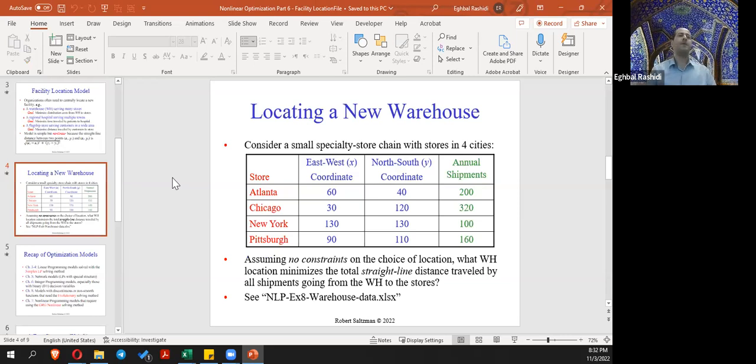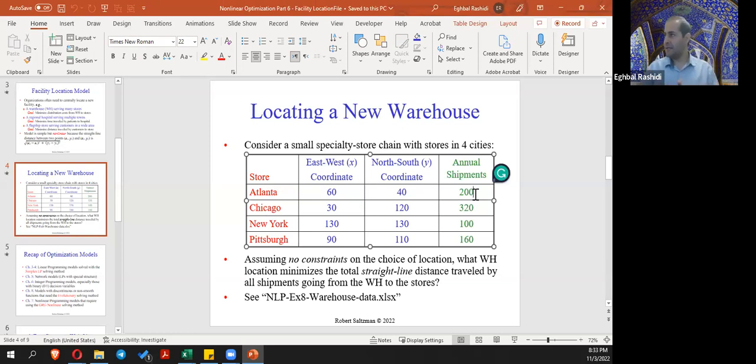So let's see this example. Consider a small specialty store chain with stores in four cities: Atlanta, Chicago, New York, and Pittsburgh. We want to locate the best location for a warehouse close to these stores, based on the weight that these stores have. For example, as you see here, the third column shows the annual shipments for each of these stores. Atlanta has 200 shipments a year. Chicago has 320, so Chicago is more important than Atlanta and New York combined. This is going to increase its weight.